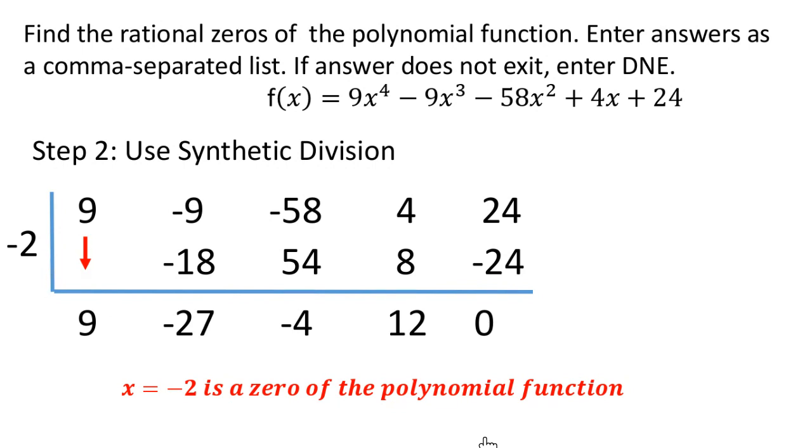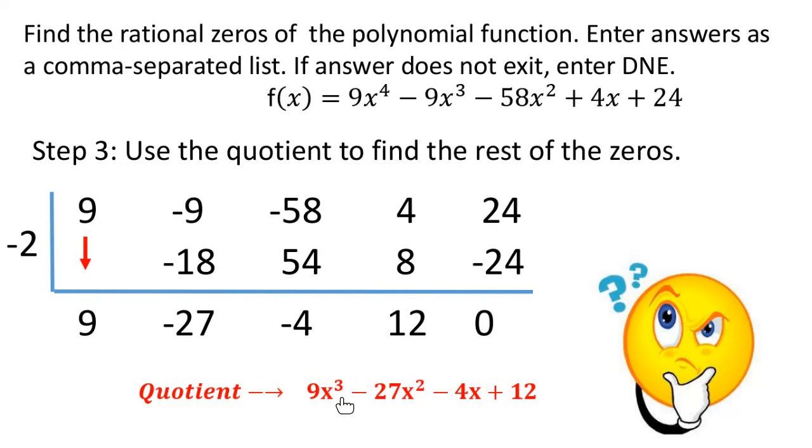Okay, so hopefully this is what you thought about. 9x cubed minus 27x squared minus 4x plus 12. So again, you start with 1 degree less. So here we're going to end up with x cubed because we started with an x to the 4. But this is different, right?